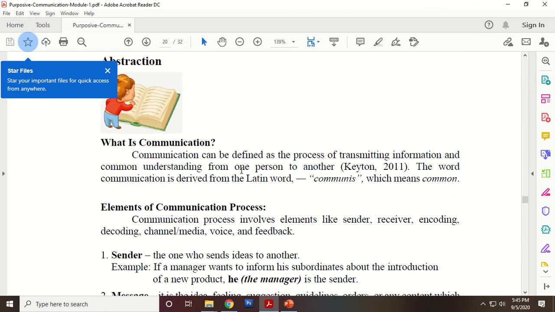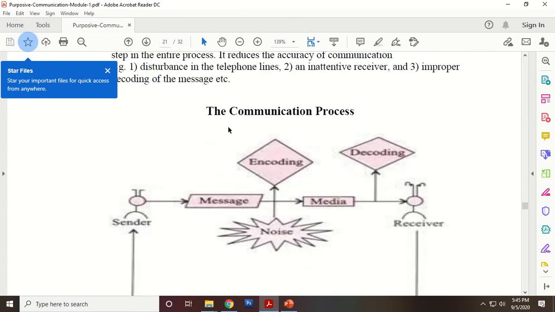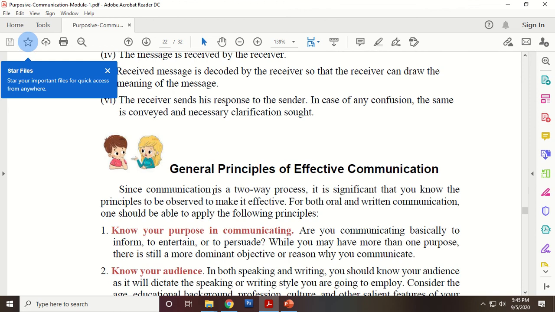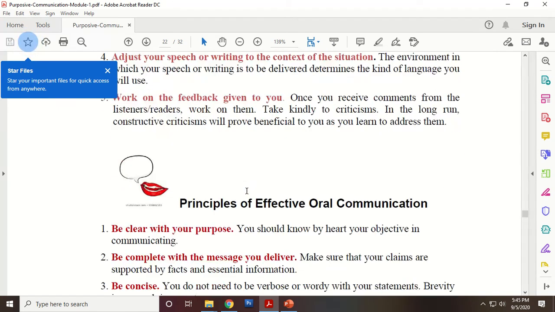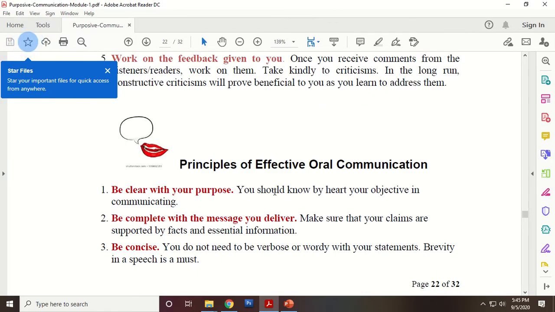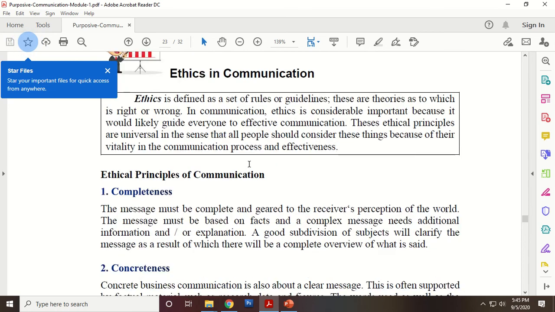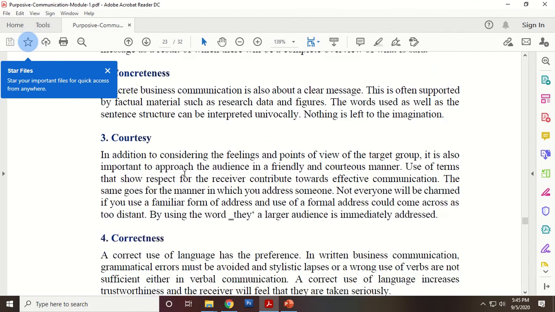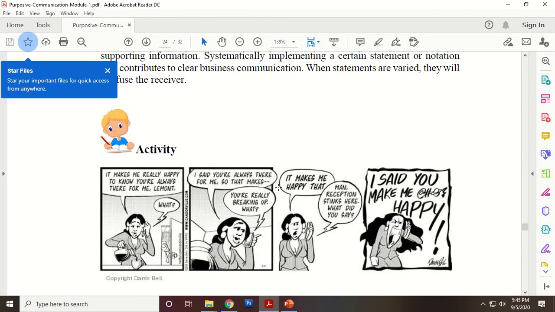As for the abstraction, no, you don't have to answer. You're just going to read all of this. Especially this one, the communication process. This is very important, so you should familiarize yourself with it. Next is general principles of effective communication. You're just going to read that part. And also principles of effective oral communication. You're just going to read this part as well. And ethics in communication, just going to read it. We have here completeness, concreteness, courtesy, correctness, clarity, consideration, conciseness. You're just going to read that.